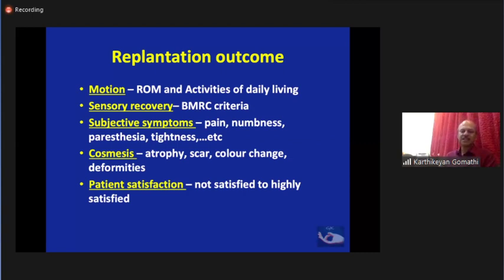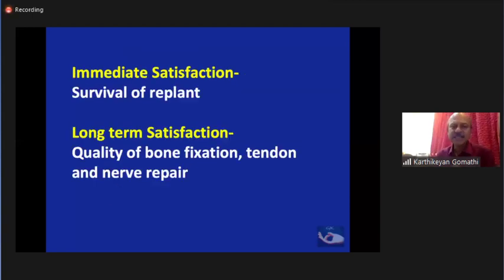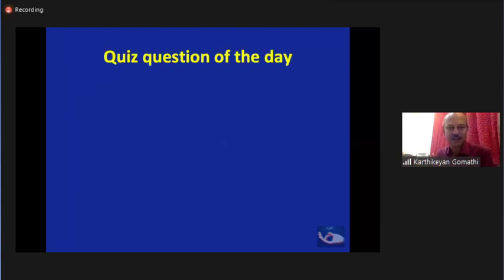Sometimes the surgeon is not satisfied, the patient is very satisfied. Sometimes we are satisfied, the patient is not satisfied. That is an important factor because ultimately it is the patient's life, it is the patient's hand. So immediate satisfaction in a replantation is survival of the replant. But long-term satisfaction comes with quality of bone fixation, quality of tendon repair, and quality of nerve repair. So that was about replantation.